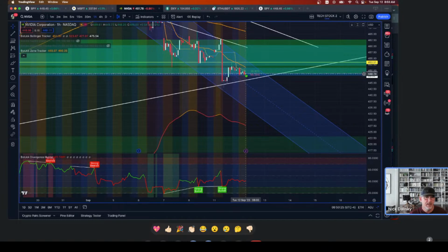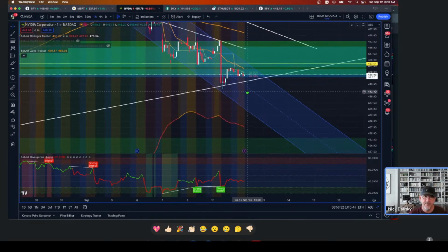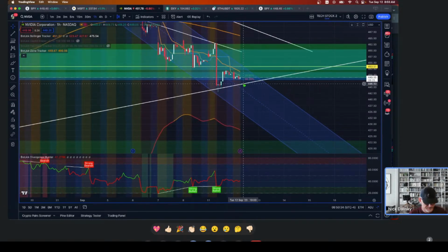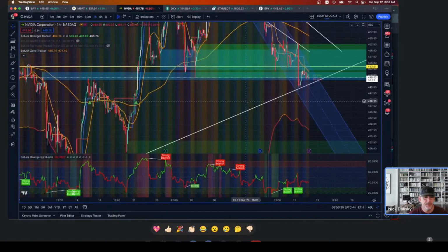So if you see it break below 446.50, I would look more at puts on that. I definitely would not take calls if you're below that line. So I hope that helps you.